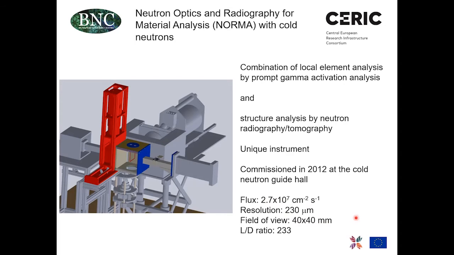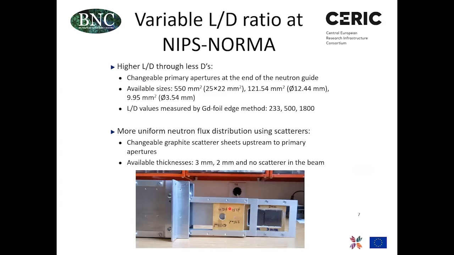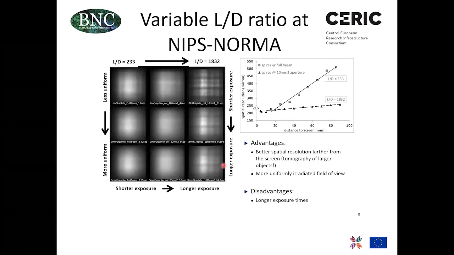And here I designed a feature, the Pinhole Exchanger, which can help us make compromises between spatial resolution and imaging time. Here you see 2 different pinholes, and in the background you see 2 black things. These are so-called graphite scatterers, which can be used to make the beam profile more homogeneous.